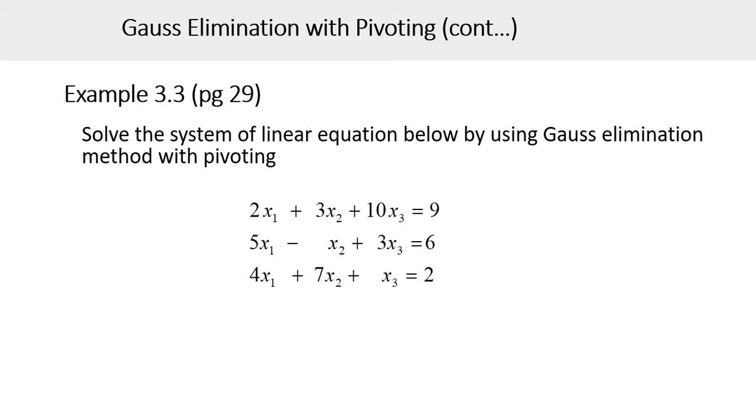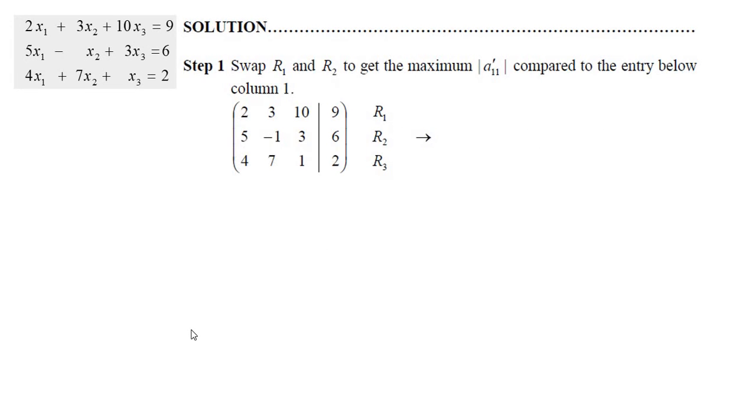Example: solve the system of linear equations below by using the Gauss elimination method with pivoting. Although A11 here is not 0, we will use this matrix for our example. Let's start. The first step is to swap.